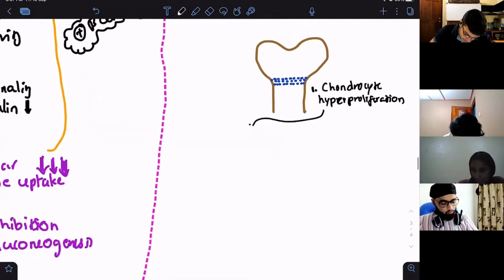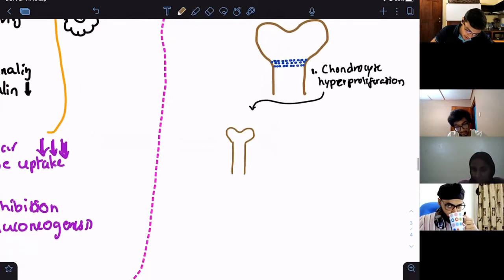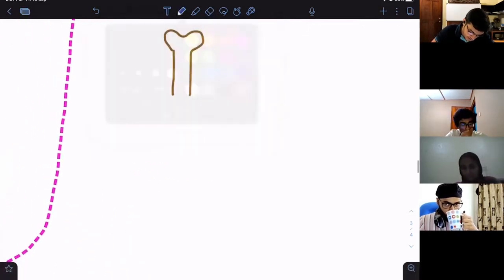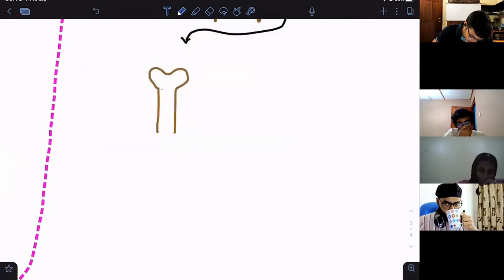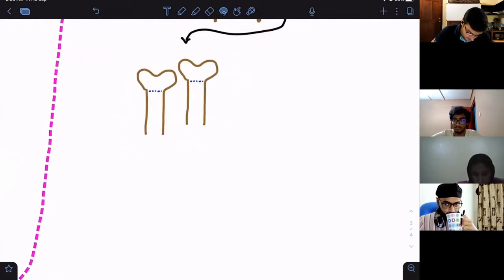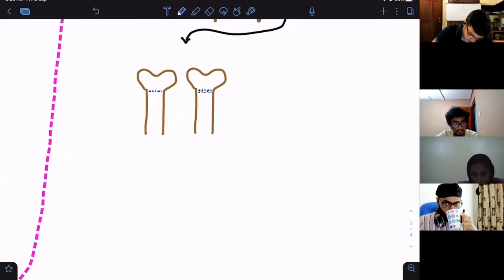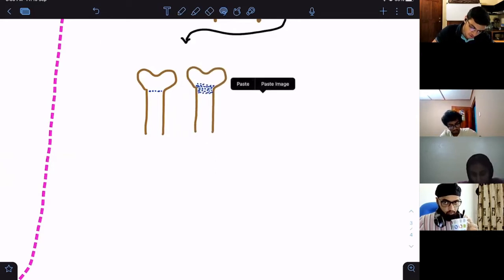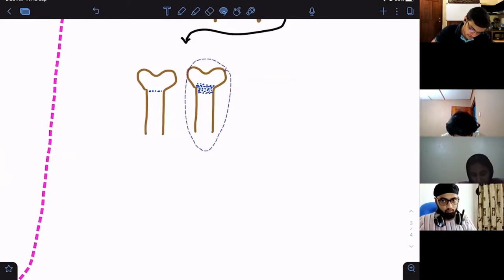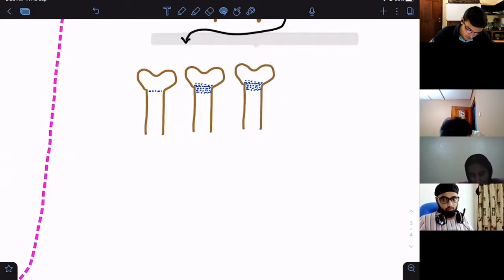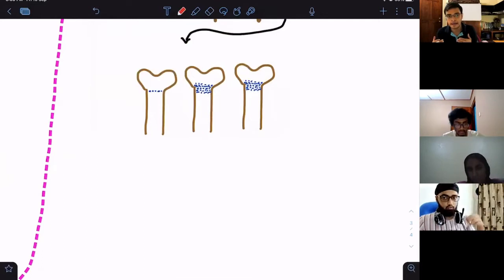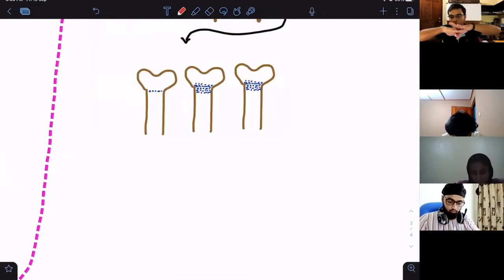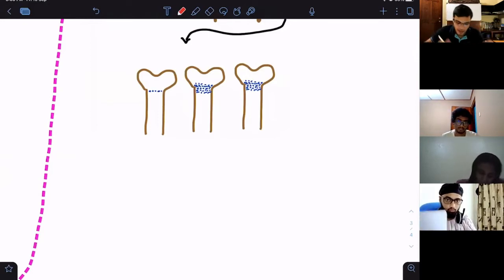Let's look at this step by step. I'm going to draw a small bone like that. I'll just draw one layer of chondrocytes, just to show that it's hyperproliferating. Then I will draw the next one a little bit more. As chondrocytes hyperproliferate, the older layers of chondrocytes, the ones at the very bottom, start calcifying.